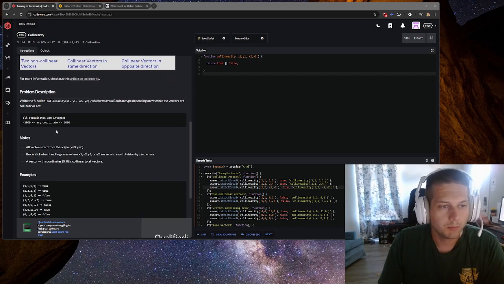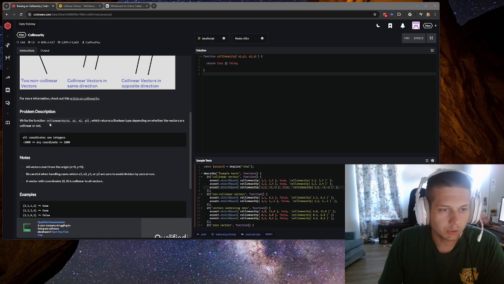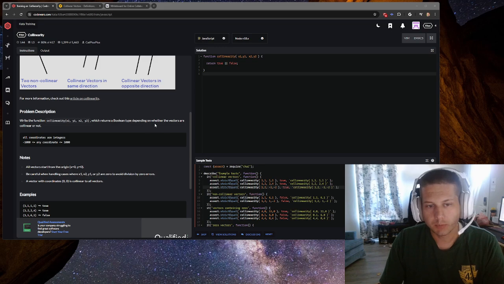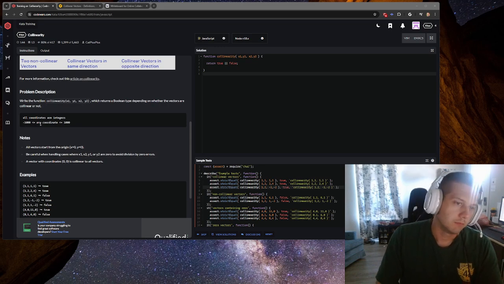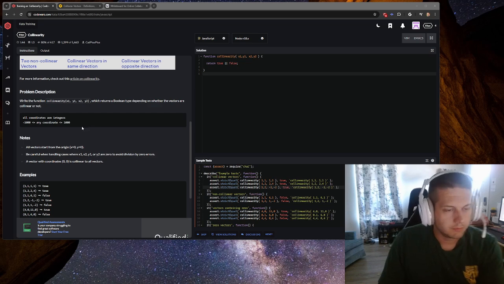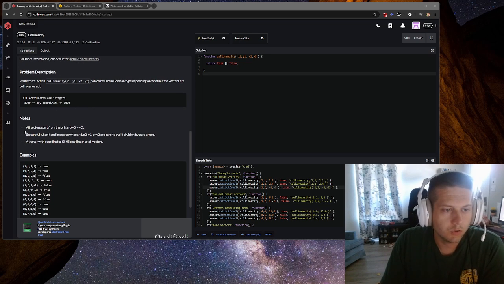So in this problem, we need to write a function called collinearity, which takes an x1, a y1, an x2, and a y2 as parameters, and this should return a Boolean depending on whether the vectors are collinear or not. And as a note here, all coordinates are integers, from negative 1,000 up to 1,000. And there are also a few additional notes here.